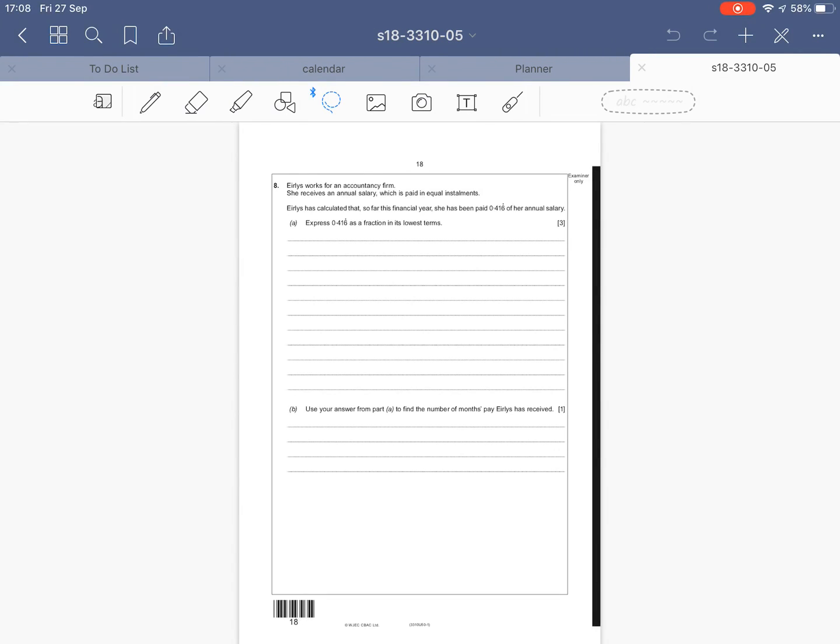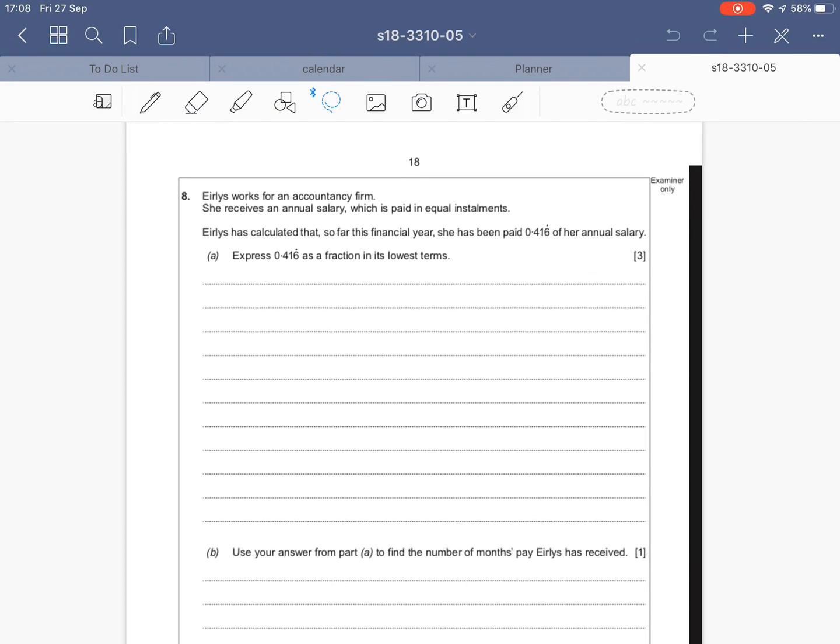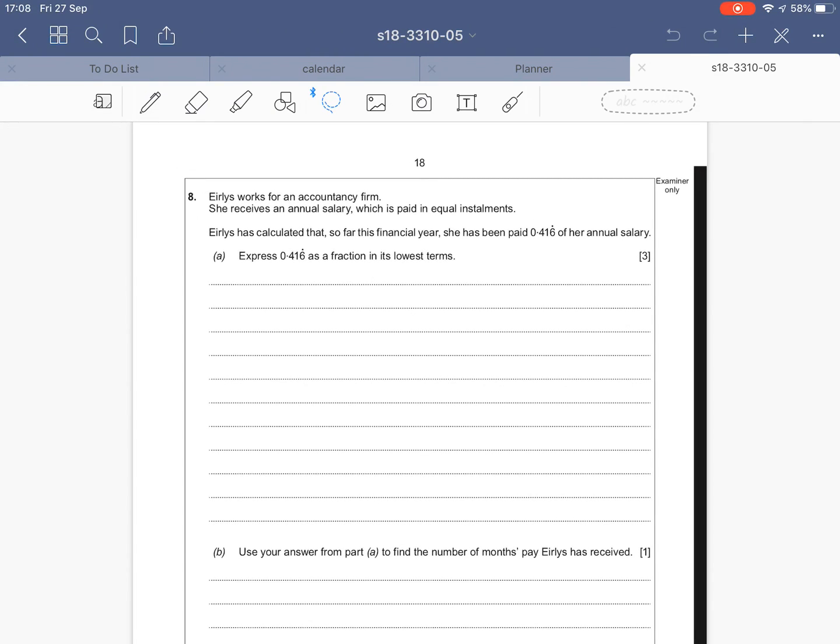Question 8. This person works for an accounting firm. She receives an annual salary which is paid in equal instalments. She's calculated that so far this financial year she's been paid 0.416 recurring of her annual salary. Express 0.416 as a fraction in its lowest terms.